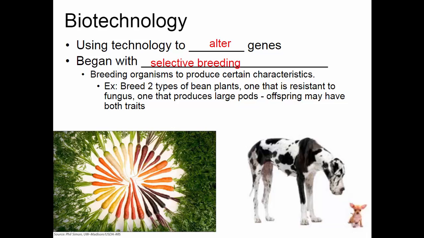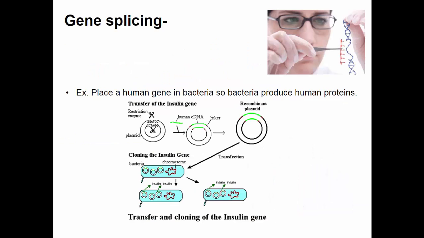These are all carrots. They have been selectively bred to be all different colors. There's green carrots. Aren't scientists doing something like that to make extinct species? We'll talk about that in a minute.